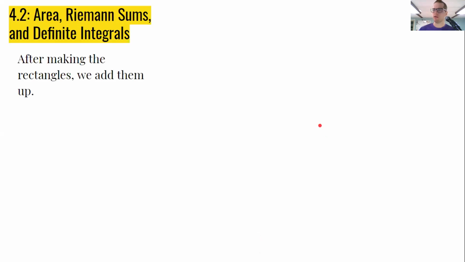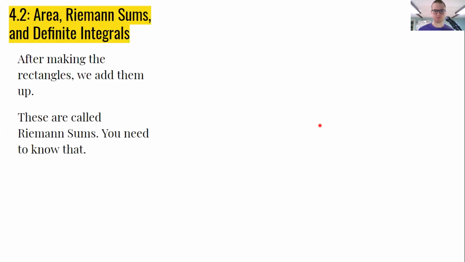But again, as we said, after making the rectangles, we added them up. And to get the heights of the rectangles, we just plug the x values into the function to get the heights. Or if you had the graph, you could just draw in the heights. Now, their technical name, which we didn't use at all last year for a couple of reasons, I'll tell you those in just a moment.